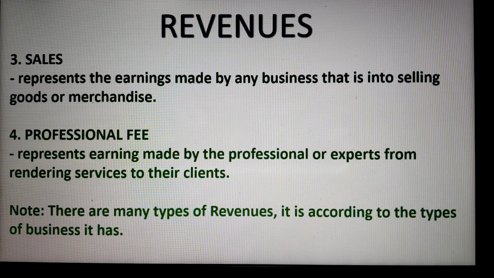Number 4, professional fee represents earnings made by professionals or experts from rendering services to the clients. So, when you are a certified public accountant with an auditing firm, the account title you will use in rendering services is professional fee, because accountancy is your profession and you render it to your client. The same goes for engineers, architects, and many other professions that render service to their clients. So remember, revenues have many types, depending on the type of business of the company. The types of business are the service business, the merchandising, and manufacturing, those three.